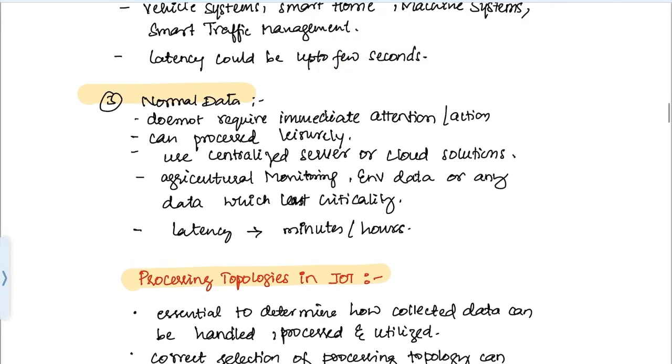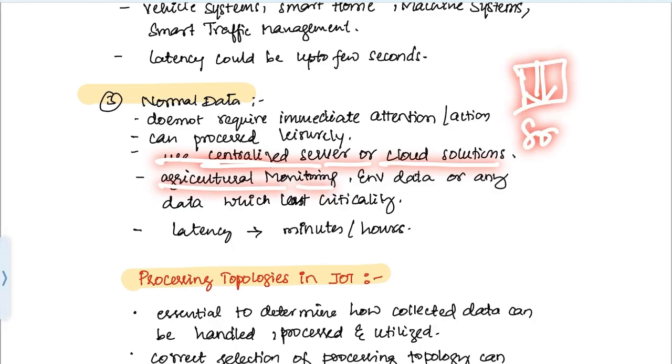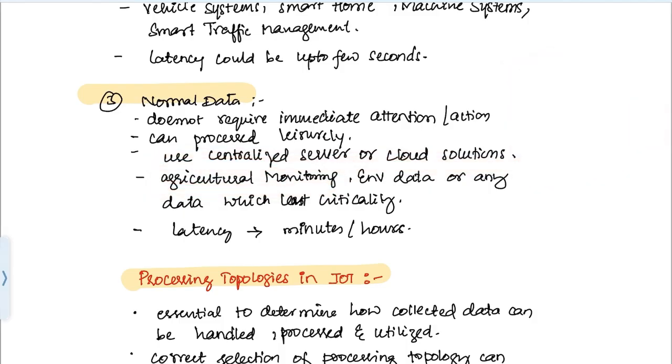Moving on further, we have normal data. Normal data means it does not require any immediate attention or action. So it can be processed leisurely. It makes use of centralized server or cloud solutions. Example could be agricultural monitoring. Suppose you are making use of a soil moisture sensor. It is not very important to process the data and give outputs, right? So it can be processed leisurely, taking up some time. It could be minutes or hours. The processing time can go on, right?